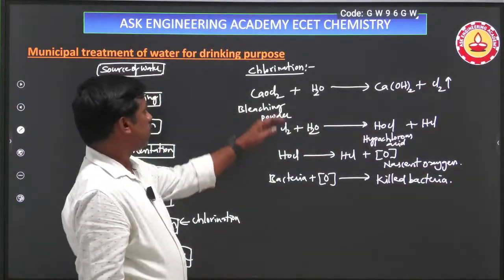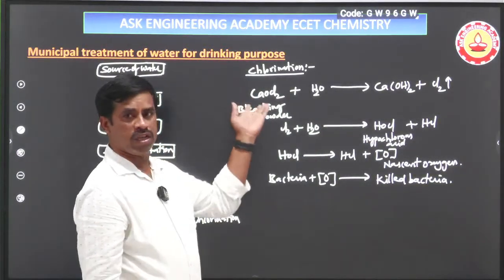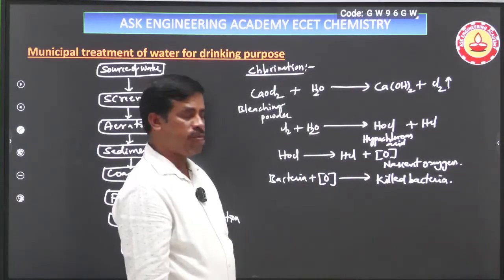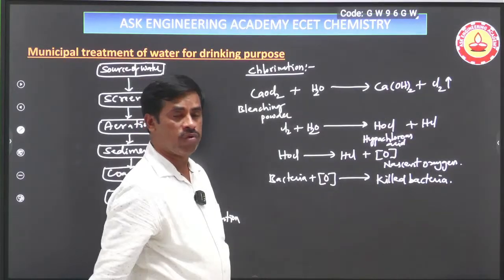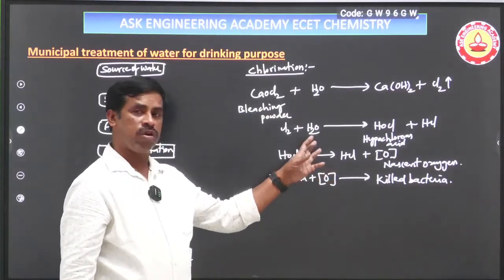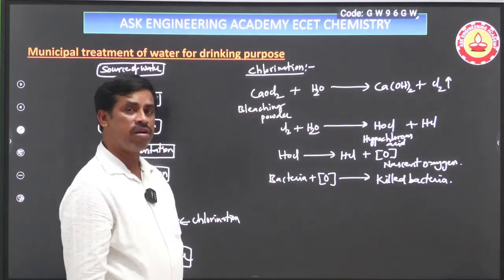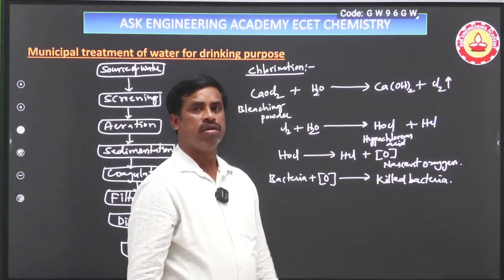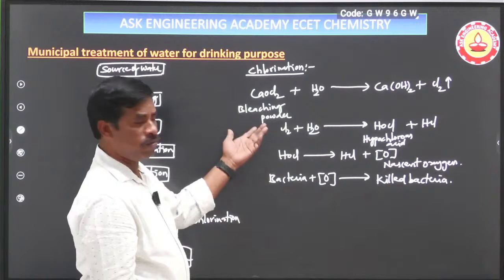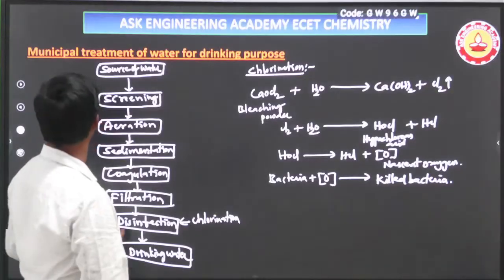This generally happens whenever bleaching powder is added to water in the municipal treatment method. Whatever bacteria are present in the water, the municipal people remove the dissolved bacteria by adding bleaching powder only. Whenever bleaching powder is added, these many chemical reactions take place, finally killing or destroying the bacteria. This is about municipal treatment of drinking water.